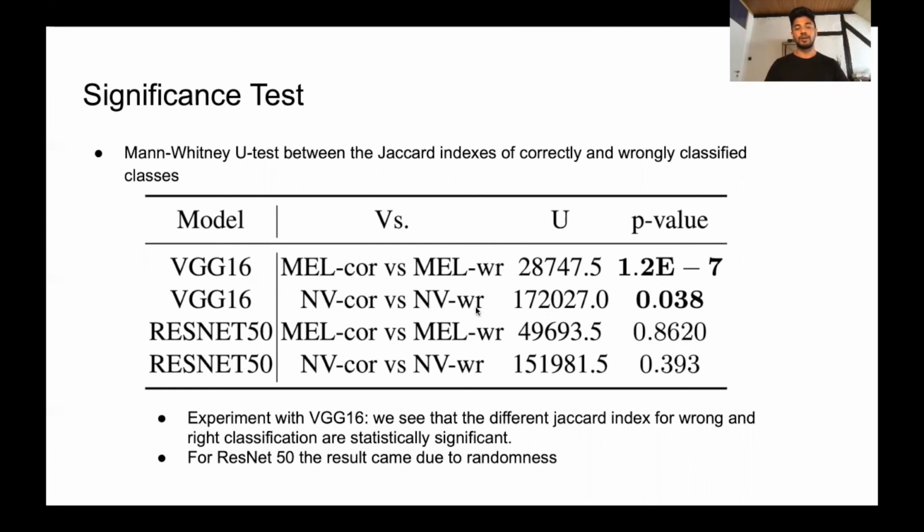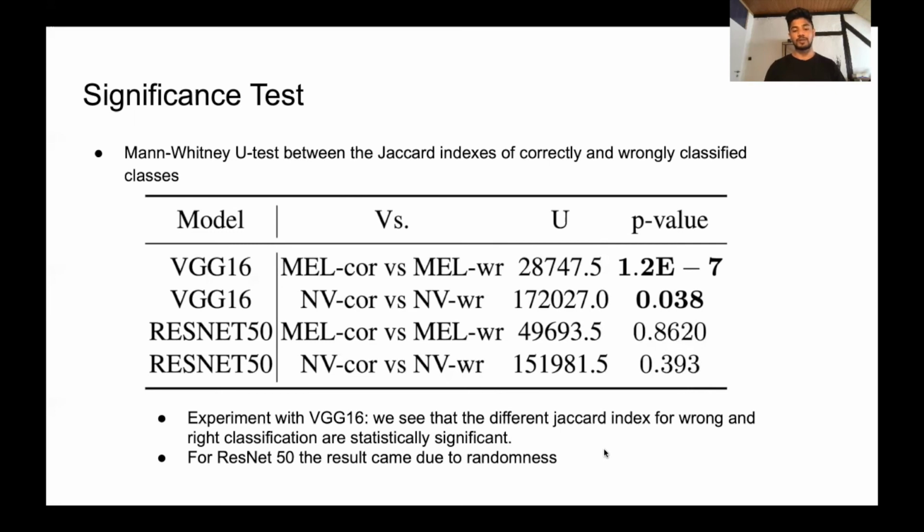And for nevus, we also compare the correct and wrong classes. The Jaccard index result is also significant because the p-value is less than 0.05. On the other hand, for ResNet 50, the p-value is higher, 0.86, and for nevus it's 0.39. So this is the point where we see that the ResNet gives a good overlap with the saliency map, but it is not really meaningful after finding such a big p-value.